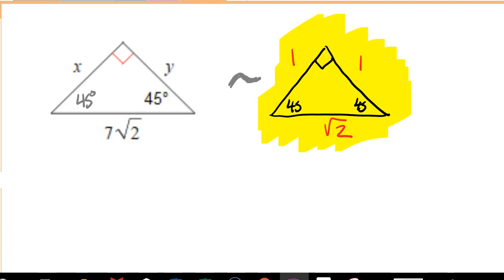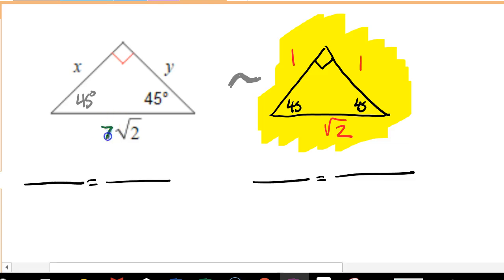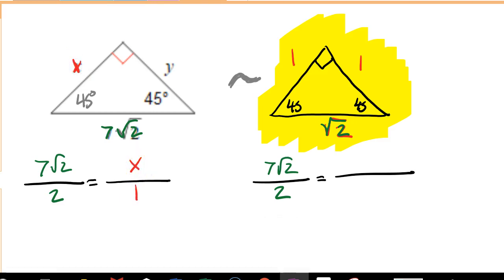Once again, we have two similar triangles, so we can set up two proportions. Our known values in this triangle are 7 root 2 and root 2. Those are the numbers that match up. So 7 root 2 over 2, 7 root 2 over 2. And we'll pair up our unknown sides. We'll start with x. X pairs up with 1. And then finally we have y pairing up with 1 as well.